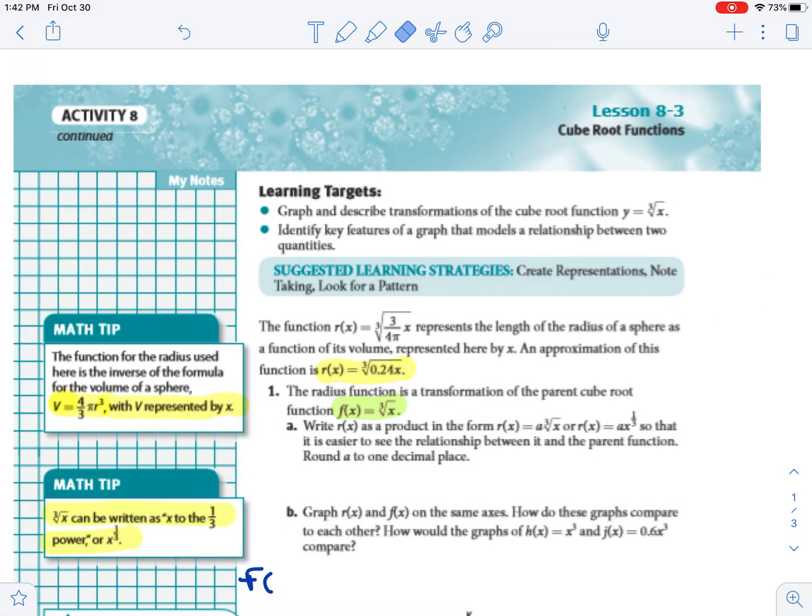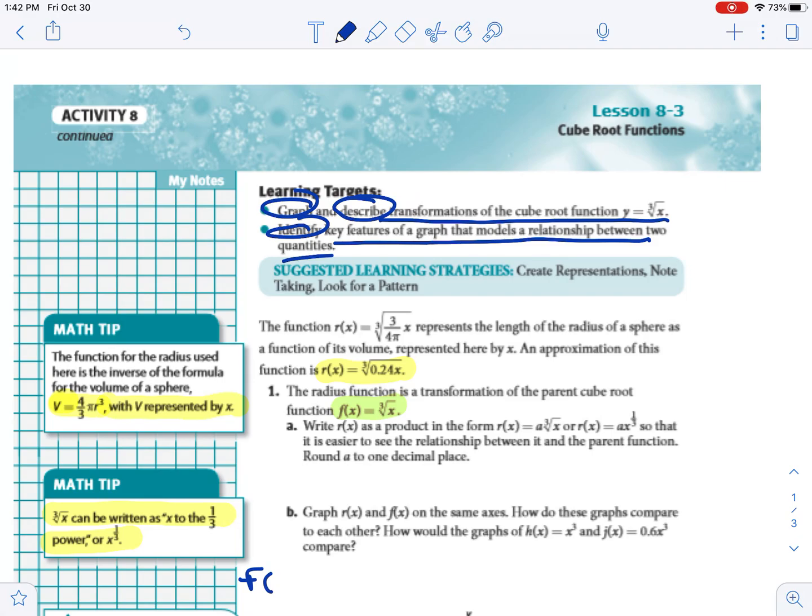Welcome to lesson 8-3, cube root functions. In this lesson, we are going to graph, transform, and describe transformations of the cube root function y equals the cube root of x. We'll also identify some key features of a graph that models the relationship. So first, let's talk about the cube root of x.